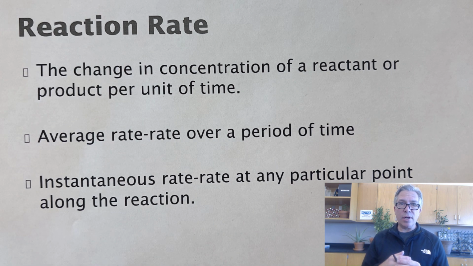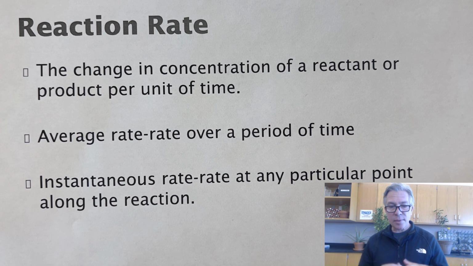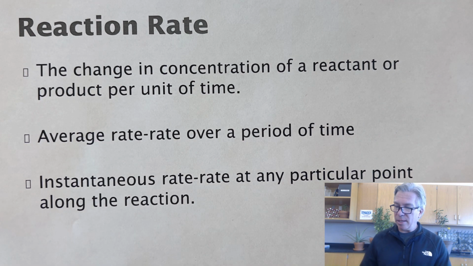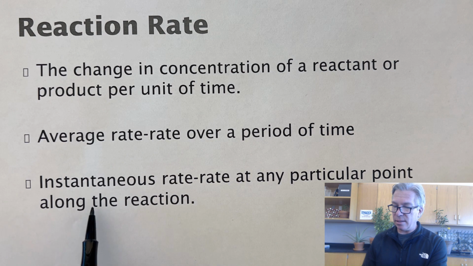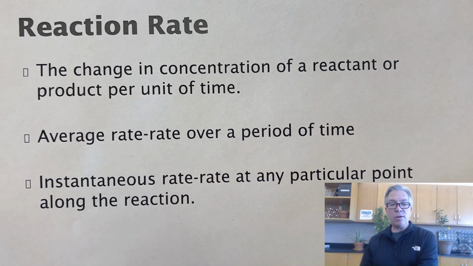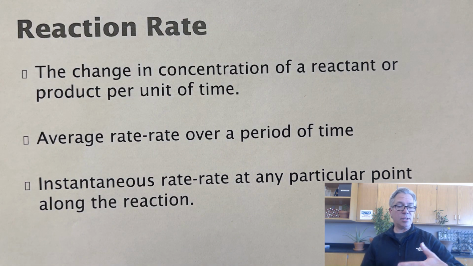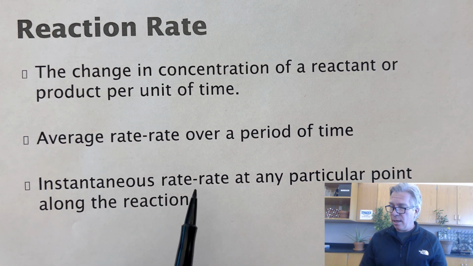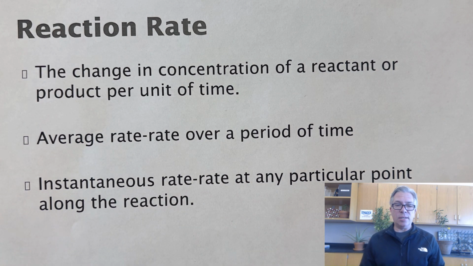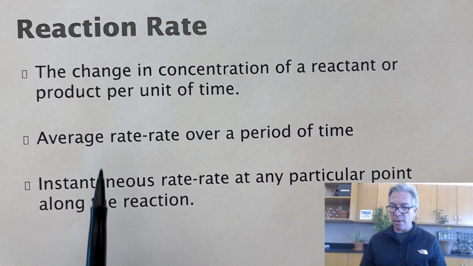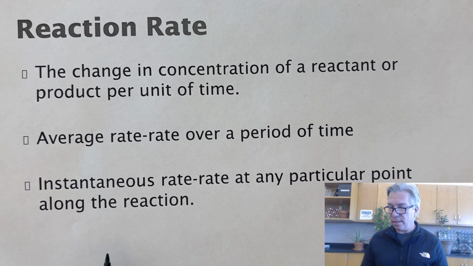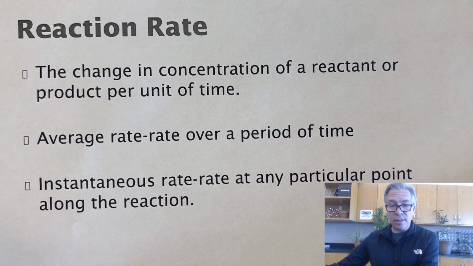And if you've gotten a long ways in math, calculus, for example, you spend a lot of time talking about two types of rates. There's an average rate, which is a rate over a period of time. So from time zero to sometime down the road, on average, how fast is this reaction going? And an instantaneous rate, which is saying, okay, at this particular moment in time, how fast is that reaction going? And so we're going to try to model both of them as we look at some data. So, change in concentration of a reactant or product per unit of time.